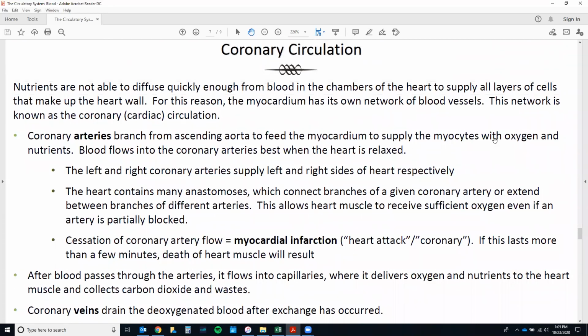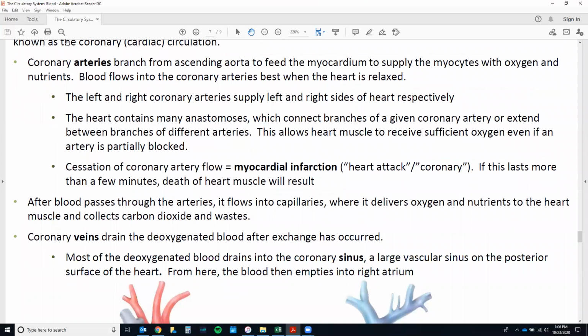That's because the nutrients that are in our blood inside of our heart, in those four chambers that we've been talking about, are not able to diffuse quickly away from and out of the blood when that blood's in our chambers. So the cells are not able to get the nutrients in that case. Thankfully, we have our own network of blood vessels to feed the myocardium. We call this our coronary, our cardiac circulation. It involves blood vessels called the coronary arteries, the coronary capillaries, and then the coronary veins.